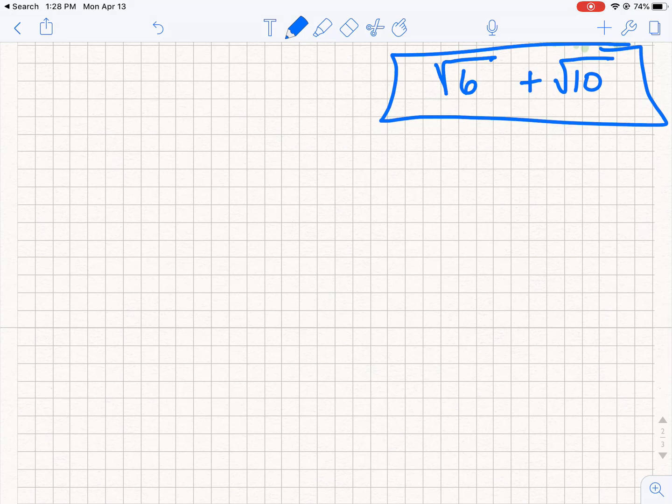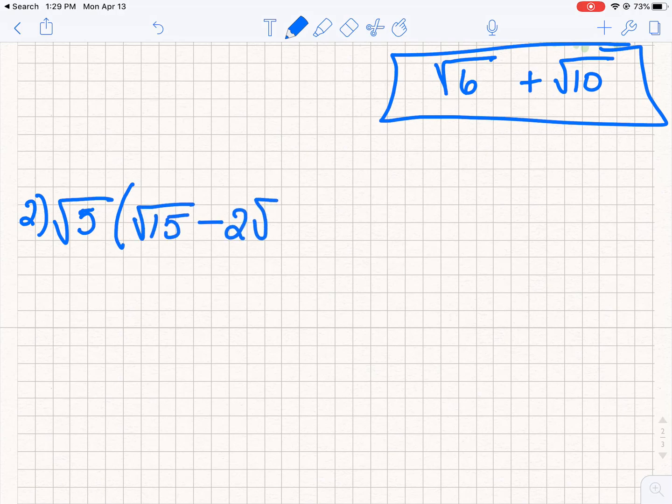All right, let's try number 2. Number 2 is going to be root 5, parenthesis, root 15 minus 2 root 10. Now this time I'm going to take one step out of it. I'm going to go root 5 times root 15, and I'm going to put that in 1. There's a 1 on the outside, so I don't need to put it out there.